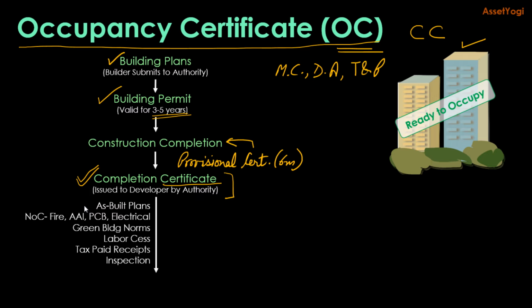So he is going to submit the as-built plans and drawings, and he also has to submit the completion certificate along with the documents. Then he has to take no objection certificates from the fire department, the Airport Authority of India if it is applicable, then the pollution control board, then the electrical inspectorate. Then the building has to comply with all the green building norms which are applicable, for example rainwater harvesting, wastewater management, and then solar installation if that is applicable.